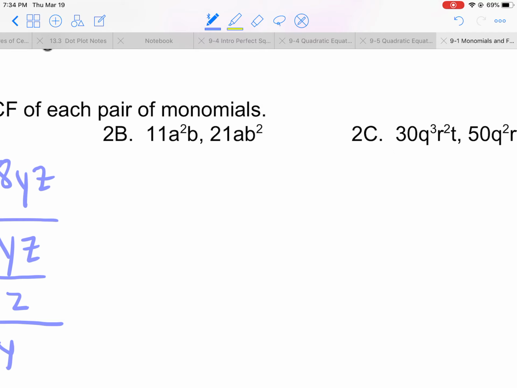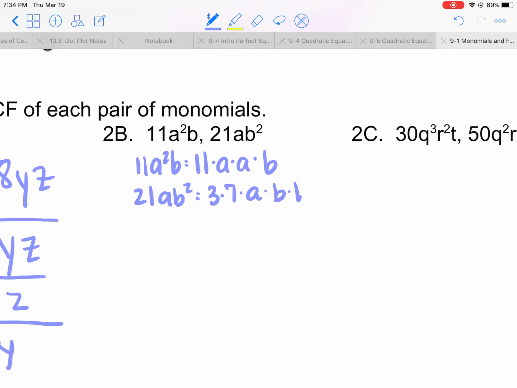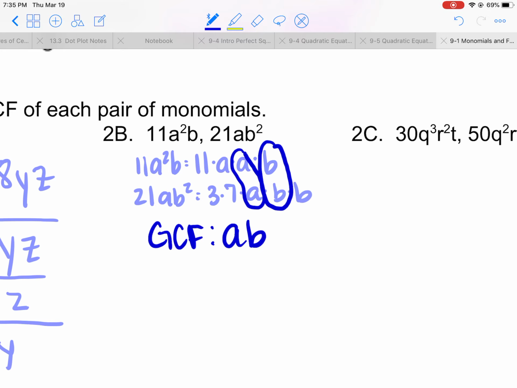The second method, I'm just going to use the prime factorization. So 11a squared times b can be factored into 11 times a times a times b. 21ab squared can be factored into 3 times 7 times a times b times b. I'm going to circle what they have in common. They both have 1a, and they both have just 1b. So the GCF of this ends up being ab.